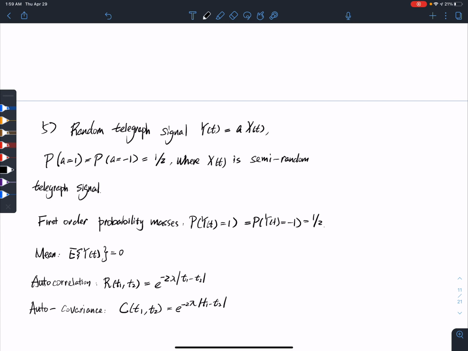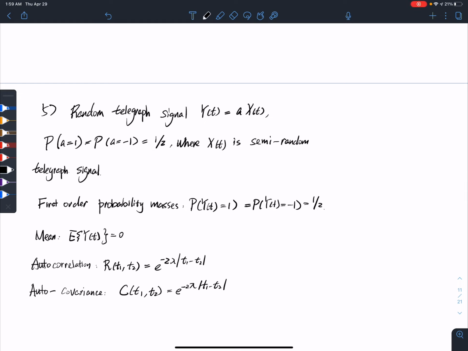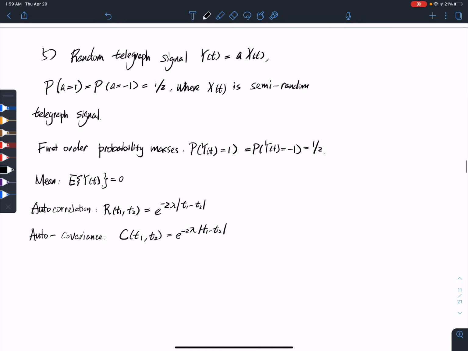Question 5, the random telegraph signal y(t) equal to a times x(t). Probability a equal to 1 equals 1/2, and probability a equal to negative 1 equals 1/2. The first order probability mass: probability y(t) equal to 1 equals probability y(t) equal to negative 1 equals 1/2. The mean is equal to 0, and the autocorrelation is e to the power negative 2 lambda times absolute value t1 minus t2. The autocovariance is the same.